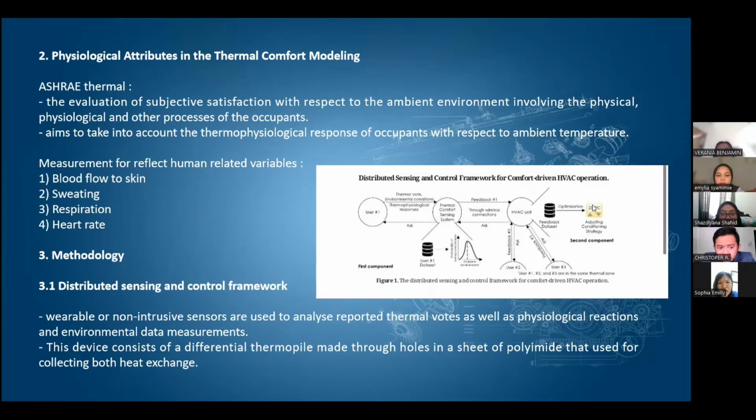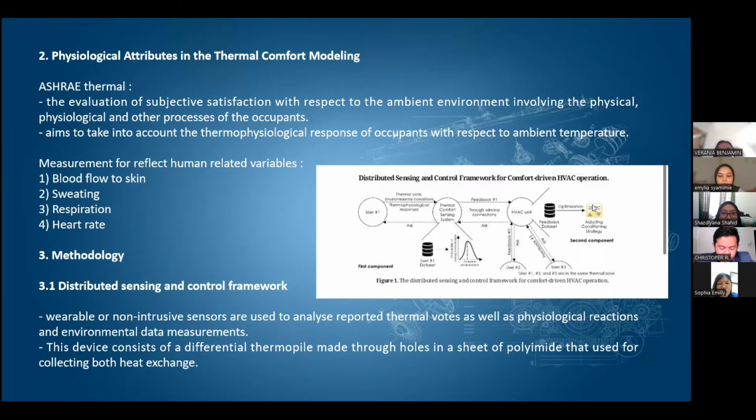Next point is distributed sensing and control framework. In this part of framework, variable of non-intrusive sensor are used to analyze thermal comfort, as well as physiological reason and environment data measurement. Figure 1 shows a general design for HITL and HVAC control that measure distributed feedback from human sensors.